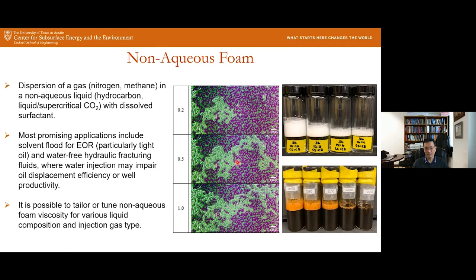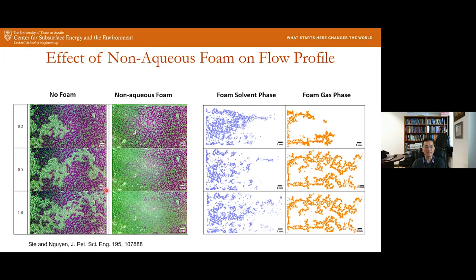So let's say, for example, in this case, we inject a solvent to displace oil, oil in purple, solvent in green. Without conformance control or mobility control, you can see the solvent, because it has less viscosity than oil, is able to finger through the oil, right? But if we can foam the injected solvent, then we will be able to improve the sweep efficiency or the displacement efficiency. So you can see right here that this is without foam, and in the presence of foam, we have a much more piston-like displacement of oil by injected solvent.